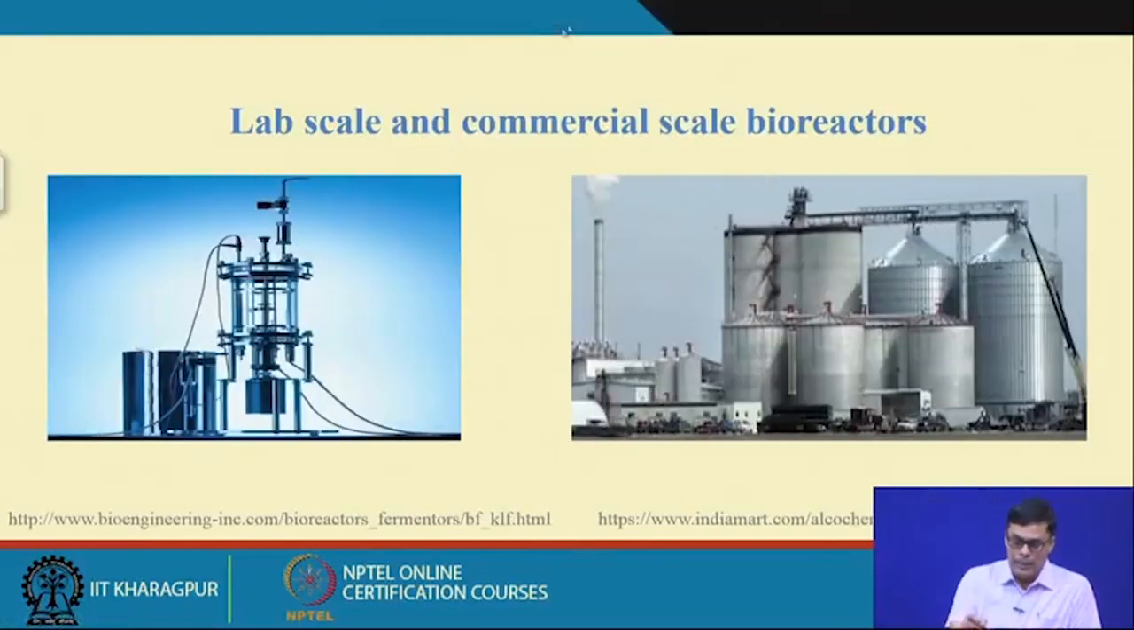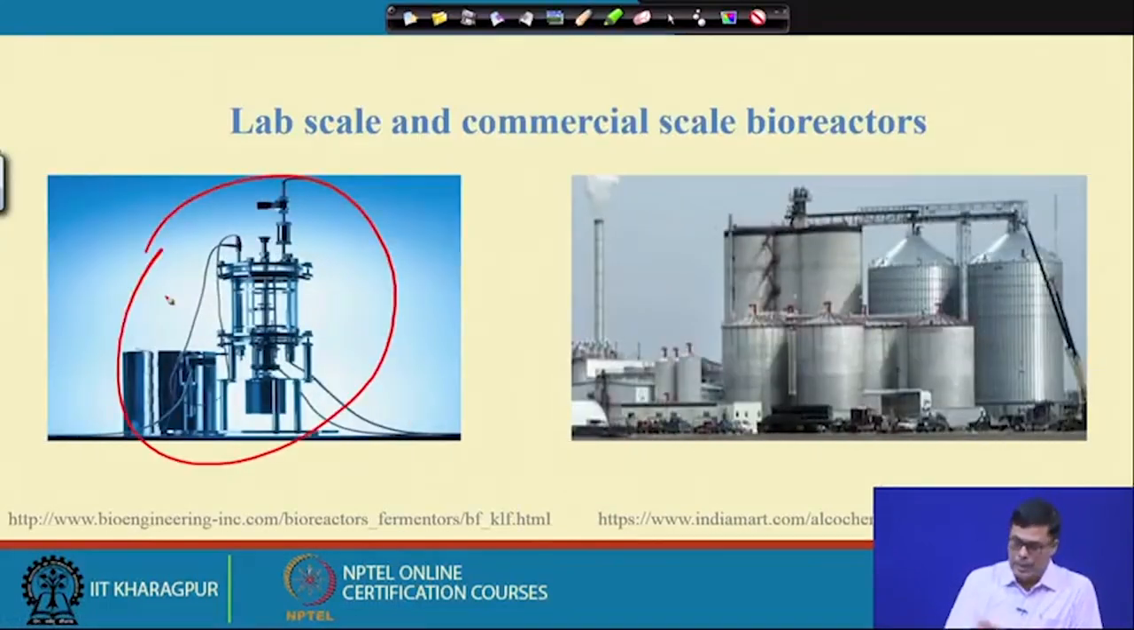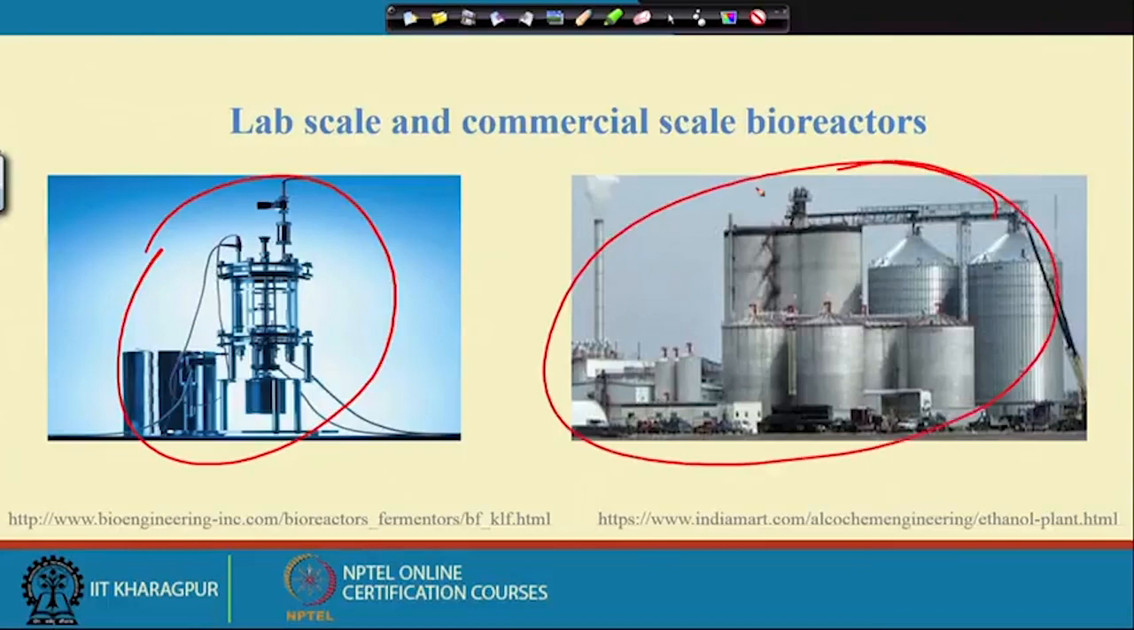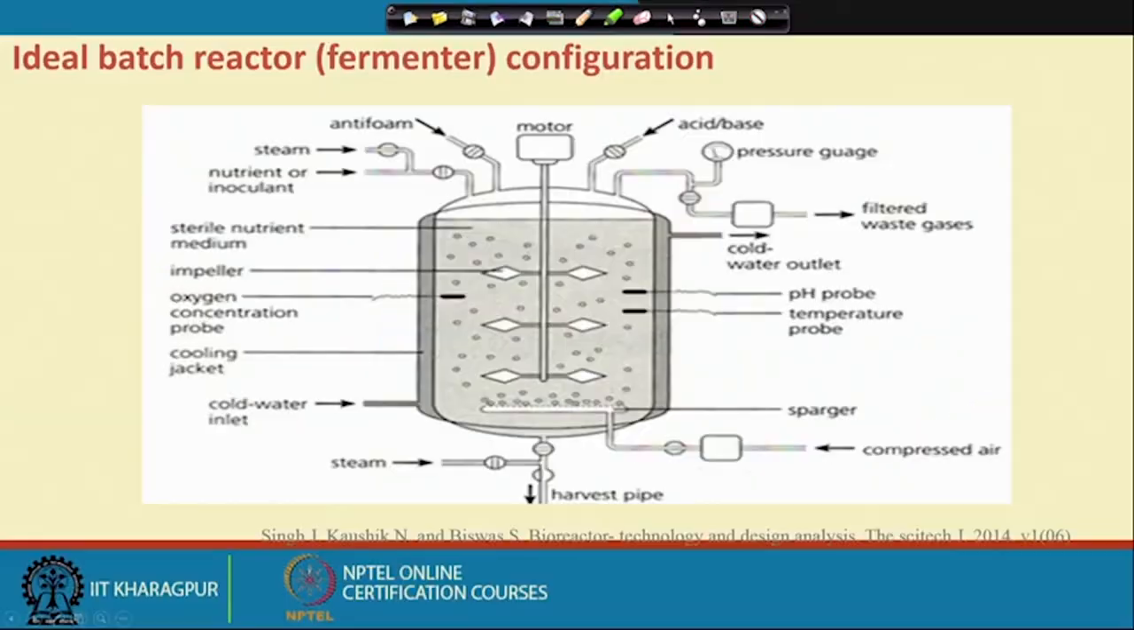Now, this is the lab scale, and this is the commercial scale operation, how it looks. Now, this is the reactor, how it looks. You can see so many things in the reactor: we have the agitator, and the steam for sterilization purpose. This is the harvesting line, through which we can take the product out after the fermentation is over.